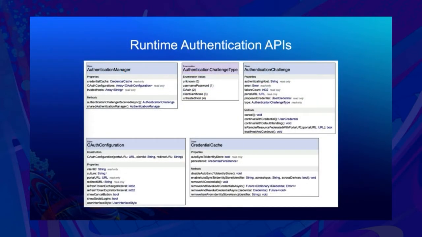Here is the high-level common design diagram of runtime authentication APIs. This includes Authentication Manager, Authentication Challenge type, Credential Cache, and OAuth configuration. Please note that all runtime SDKs have common security patterns, but APIs themselves differ slightly on each of them.